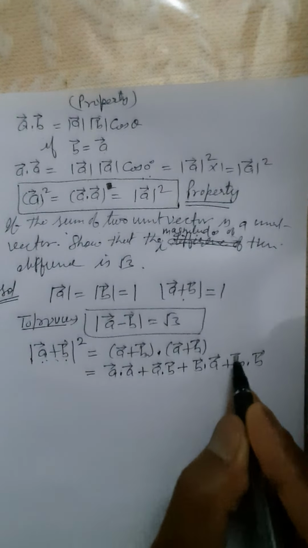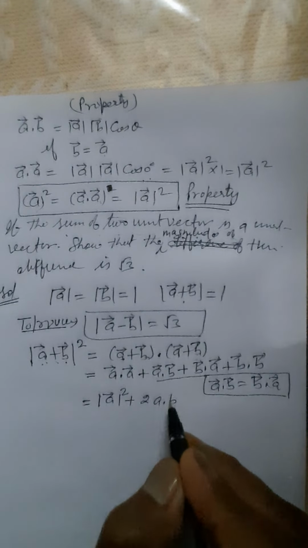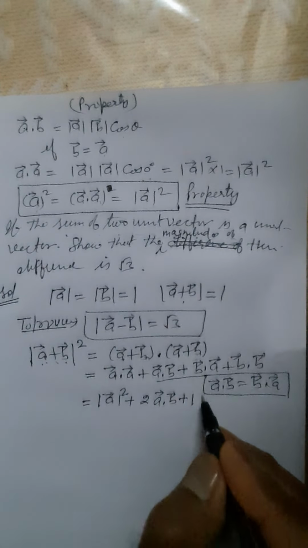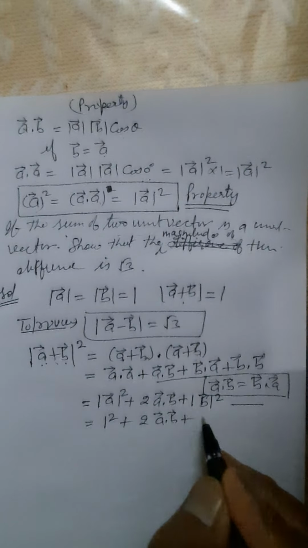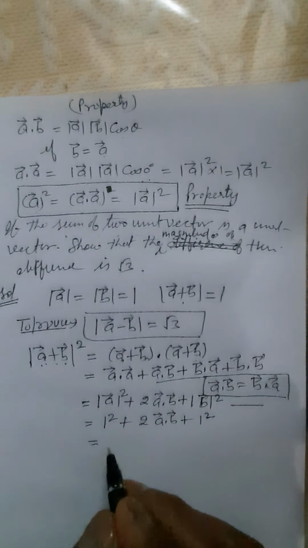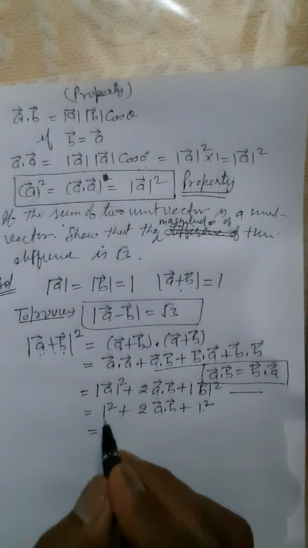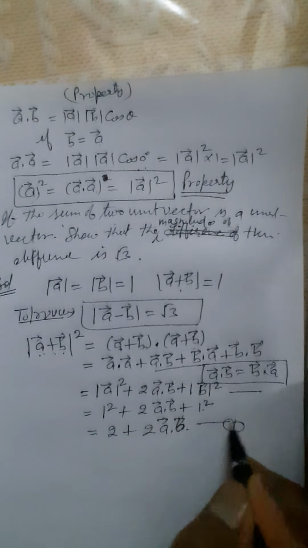So therefore these two results are same. So this can be written as, with the help of this property, magnitude of A whole square plus 2 times A dot B plus magnitude of B whole square, first equation. Or you can write it, this magnitude is 1, it is 1 square plus 2 times A dot B plus 1 square. Or you can say 1 plus 1 is 2, plus 2 A dot B, vector A dot vector B, that is your first equation.